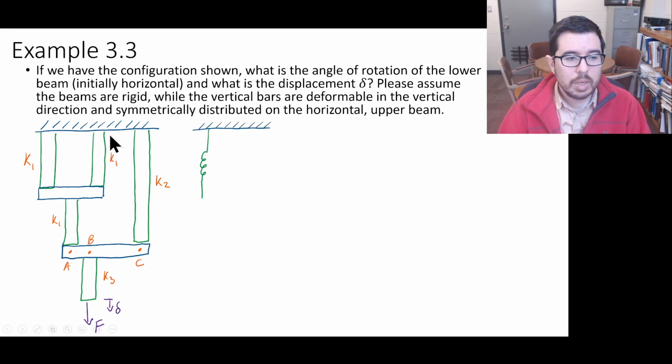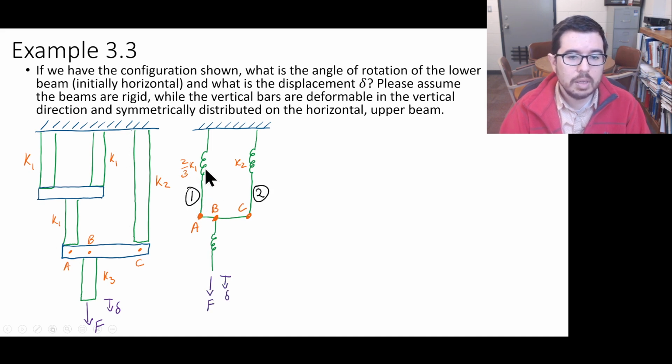Using what we did before, where we said, okay, this is a symmetric system, we can come up with an effective spring constant for this region. We have 2/3 K1, and that's going to be the spring constant for what we're going to call our leg one, like we have here. This spring constant stays the same over here, and we'll have our K3. I didn't write it there, but this has a spring constant of K3.